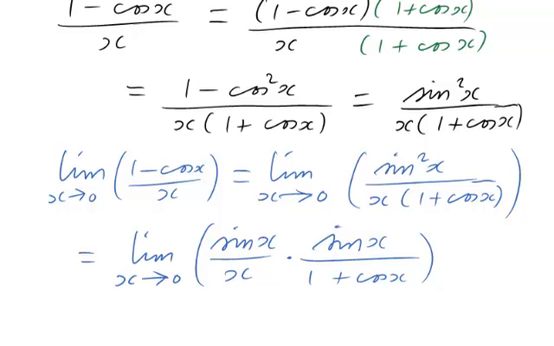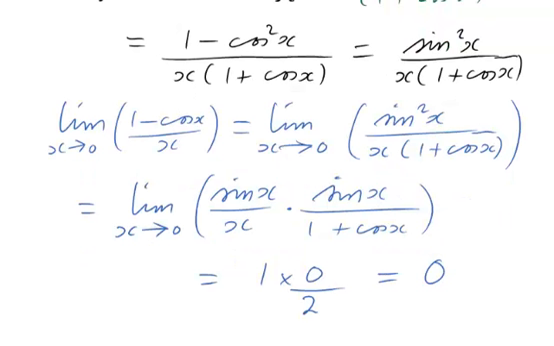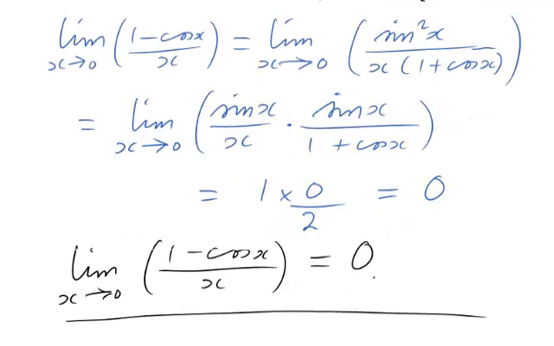As x gets small and tends to 0, sin x over x becomes 1. 1 plus cos x becomes 1 plus 1, which is 2, and the remaining sine on the top tends to 0. So this limit is equal to 1 times 0 over 2. But that's just 0, and so that's the value of the limit. We've got the result we wanted. This limit, along with the one that's got sin x over x in, are the two limits we will need for differentiation from first principles of sine and cos.